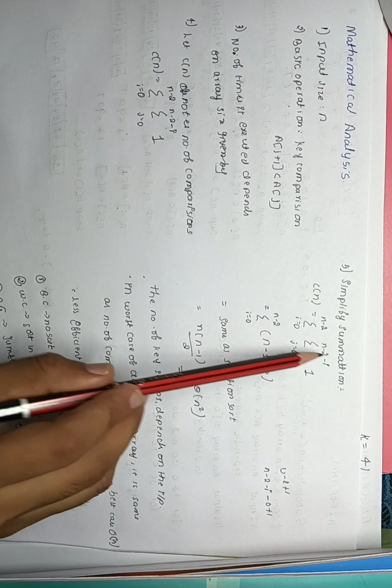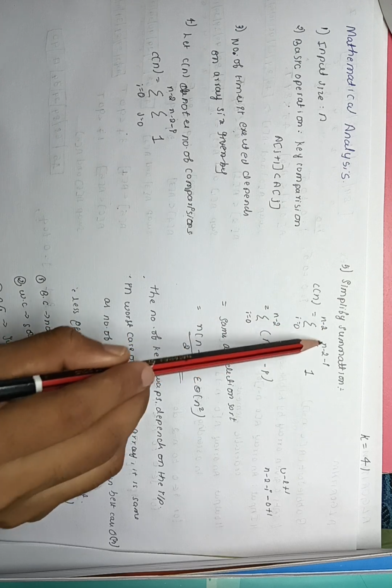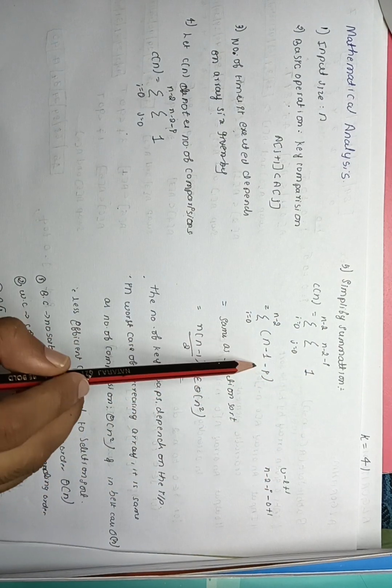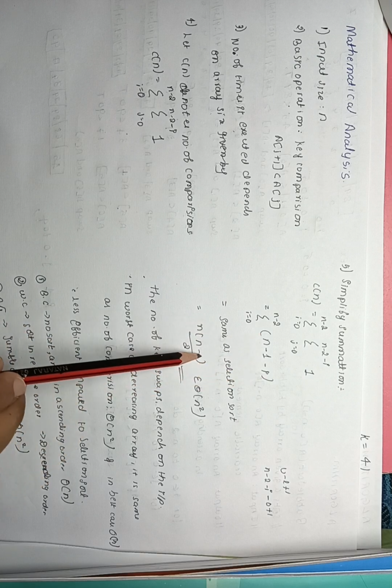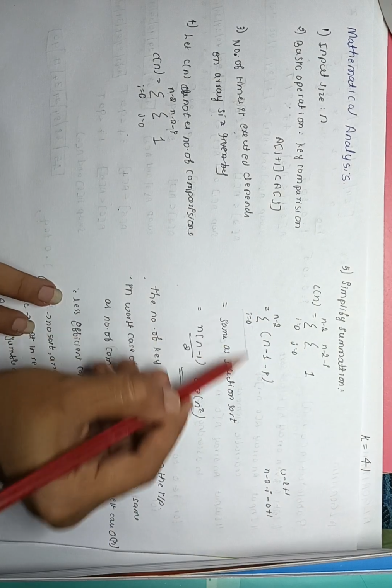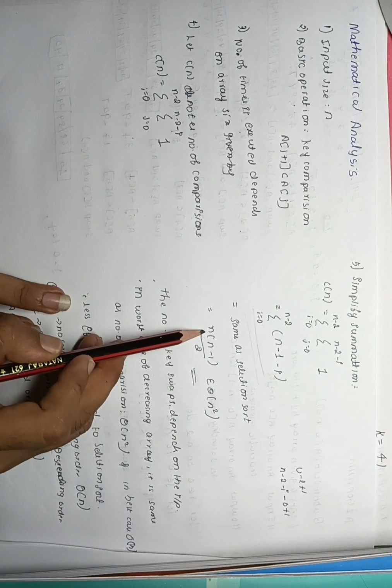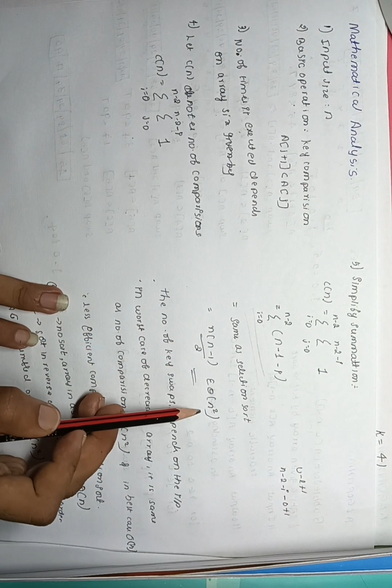Simplify the summation: i from 0 to n minus 2, j from 0 to n minus 2 minus i, of 1. That is upper bound minus lower bound plus 1, which is n minus 1 minus i. This is the same as the selection sort mathematical analysis, right? That is n into n minus 1 by 2, which belongs to theta of n square.